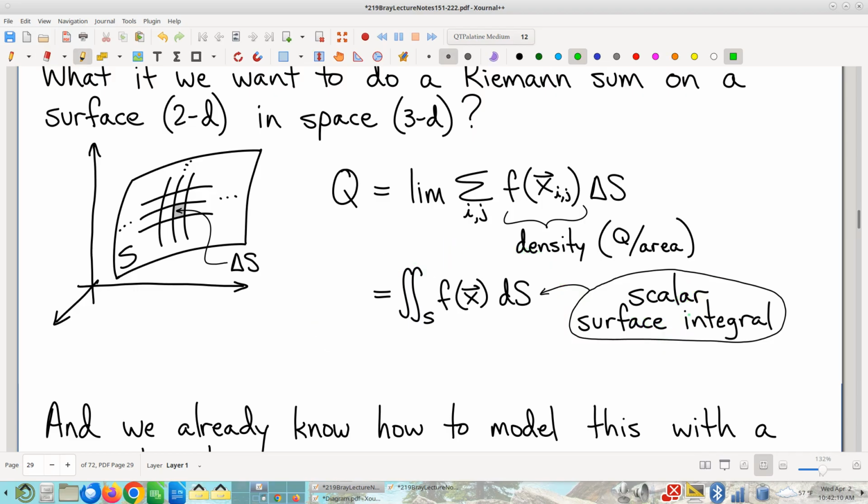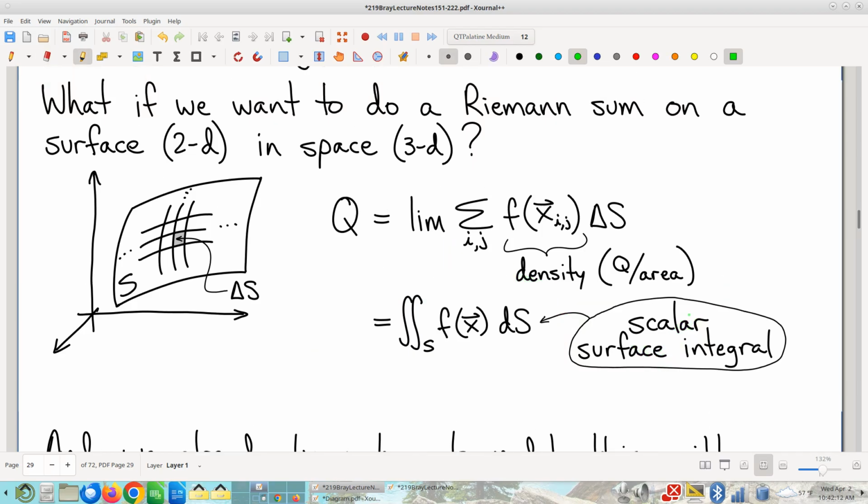Okay. Let me pause real quick, see if anybody's got any questions. Anybody have any questions about this strategy? Again, we don't know how to compute these things yet. We'll figure out how to compute them in a second. But just this idea, the big picture strategy of we're going to take a surface, chop it up into little pieces, the whole is the sum of the parts, etc. Everybody on board?